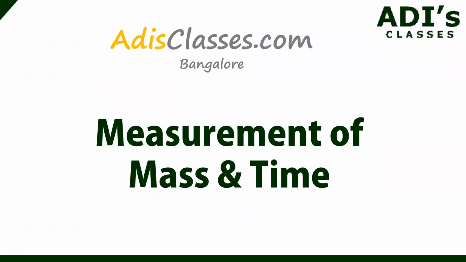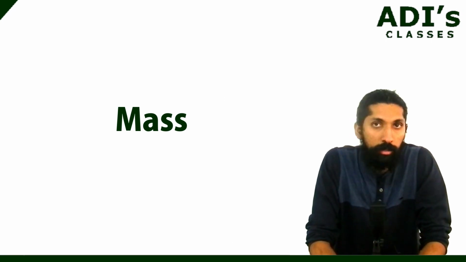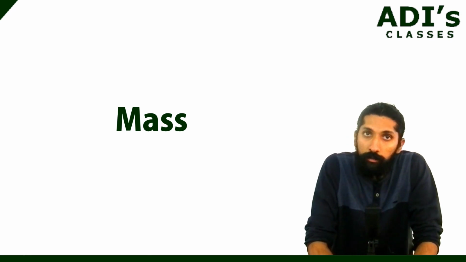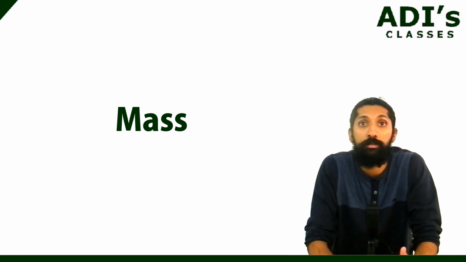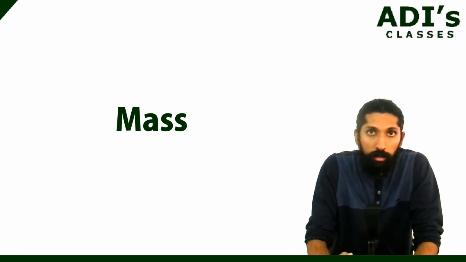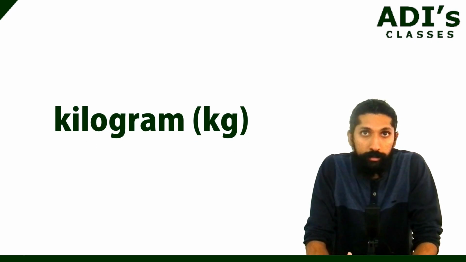The second fundamental unit is mass. Mass is a very important concept because everything has mass, correct? Starting from the smallest of particles to the biggest of whatever you can imagine, everything has mass. Now, the SI unit of mass is kilogram, kg.